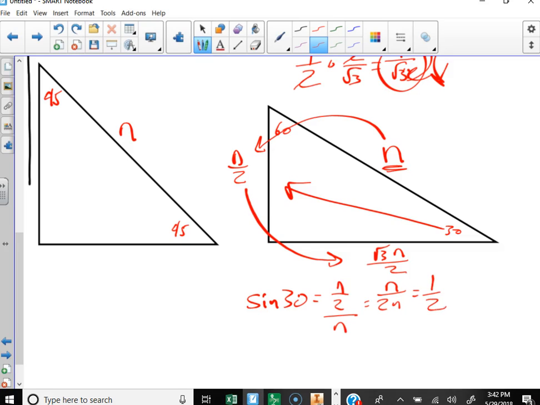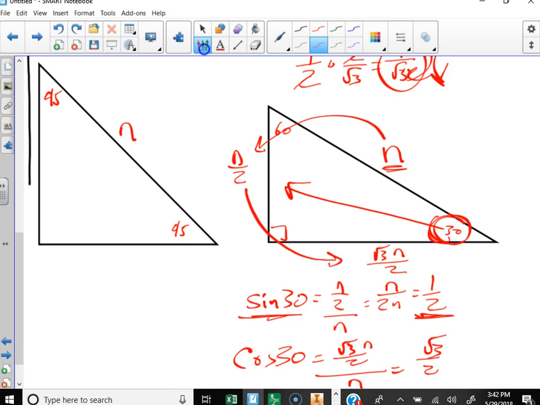So you see, it doesn't matter what the hypotenuse is. If this is a 30 degree, what matters is that it's a 30-degree angle in a right triangle, then the sine of a 30-degree angle will always come out to be a half. Likewise, you can prove it to yourself, but the cosine of a 30 is going to be the adjacent, square root of 3 times n over 2, divided by the hypotenuse, which is n, and once again, the n's are going to go away, and I just have square root of 3 over 2.